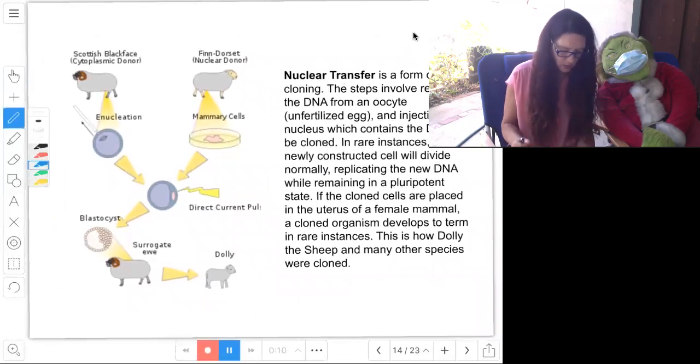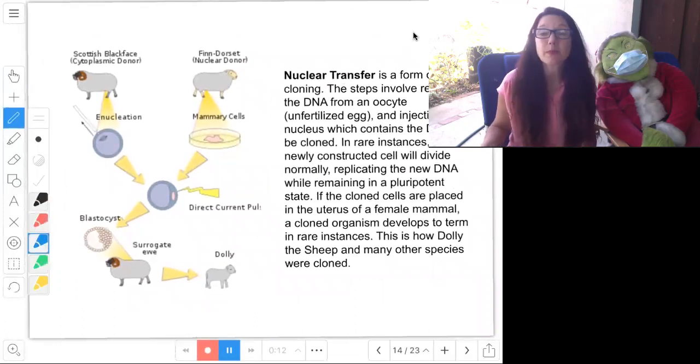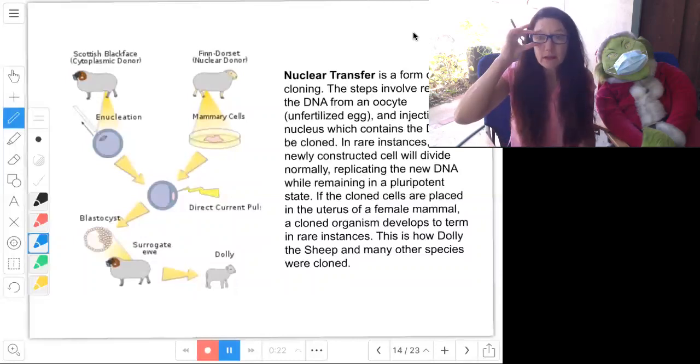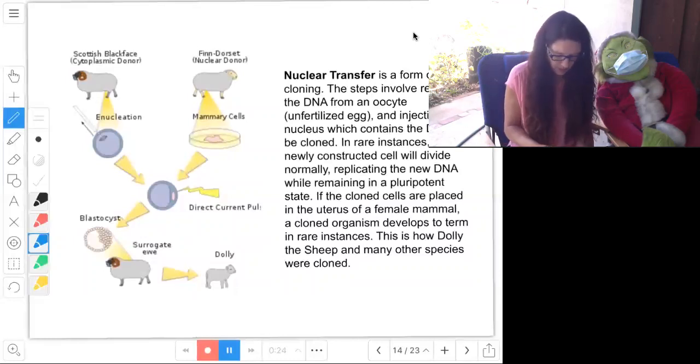And so what did they do? They took a cytoplasmic donor. What does that mean? So they just took an enucleated cell. It was a gamete, it was an egg. They sucked out the nucleus. Here's your little nucleus. Bye-bye.